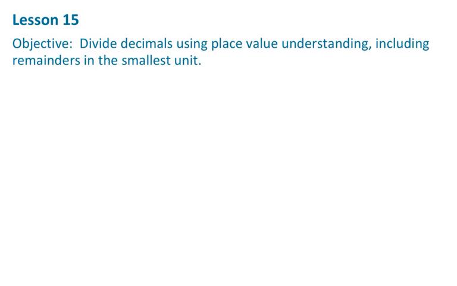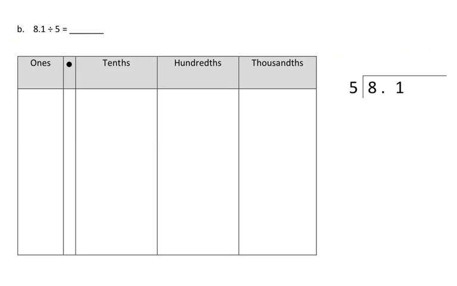This is grade 5, module 1, lesson 15, and the objective for this lesson is to divide decimals using place value understanding, including remainders in the smallest unit. So the question we're going to be working on today comes from the homework. It's problem number 1, letter B, and I have 8 1/10 divided by 5.